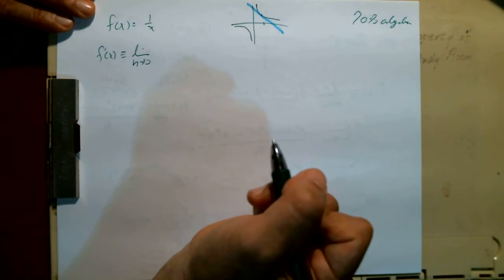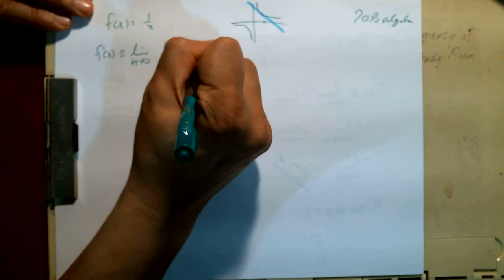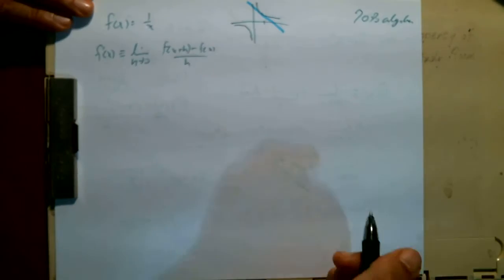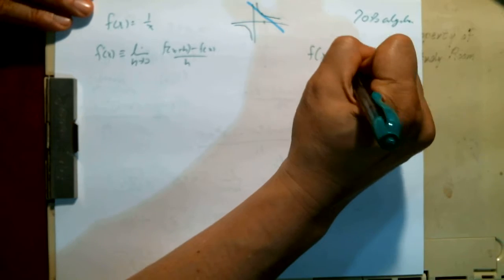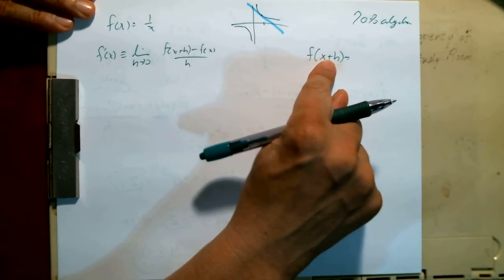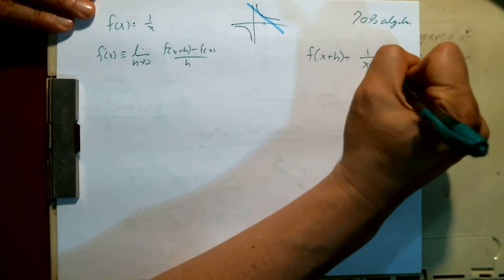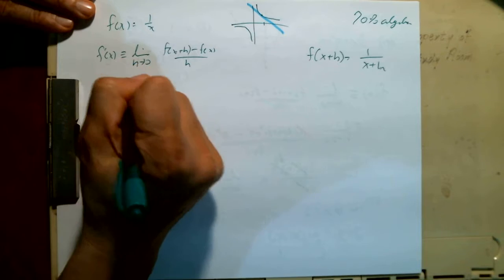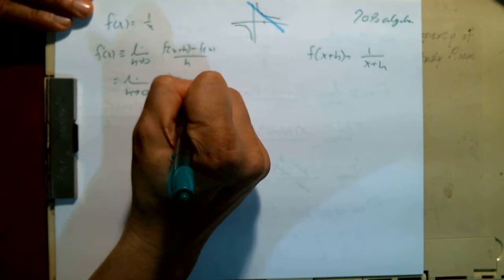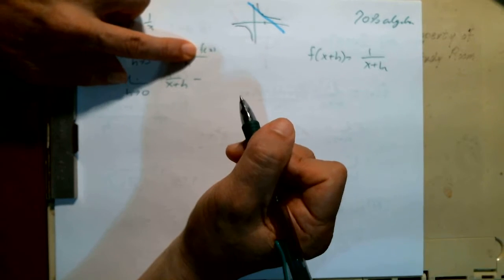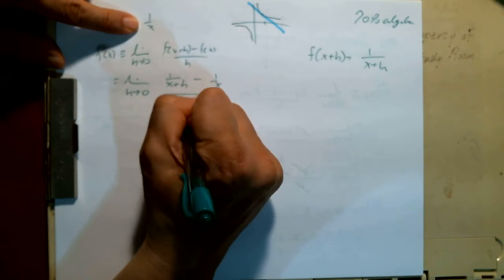That's not your secant slope, it's your tangential slope, of f of x plus h minus f of x, all over h. The function is 1 over x, so for f of x plus h, we just substitute x plus h for your x, and you end up with 1 over x plus h. Okay, so substituting that in: limit as h approaches 0 of 1 over x plus h minus f of x, which is located right over here, right? That's your original function, 1 over x, all over h.